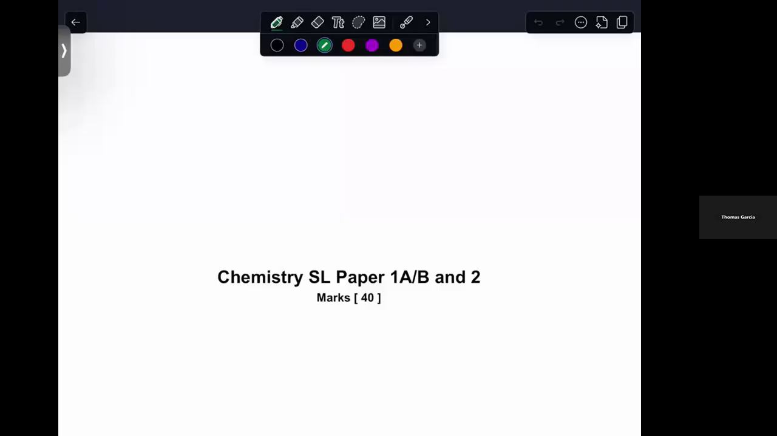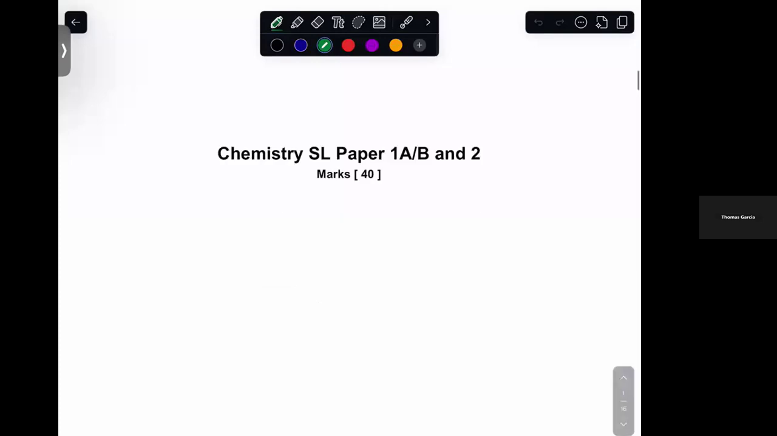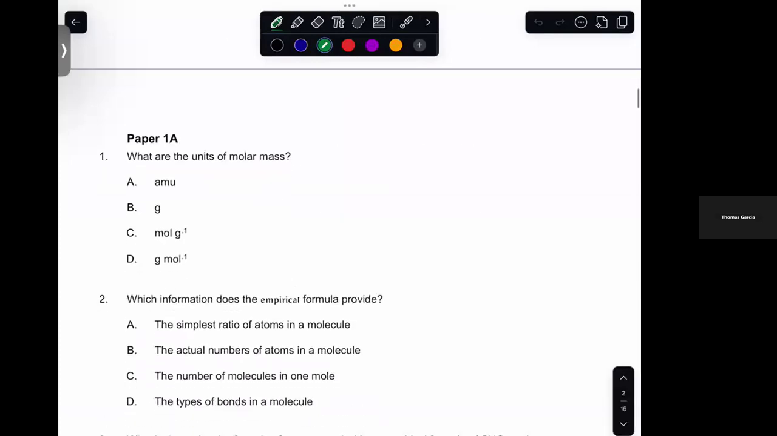All right, y'all. So this is the chemistry SL paper 1A, B, and 2. It was our mid-year with everything that we have learned thus far. So without further ado, let's jump right in, starting with question 1 of paper 1A.